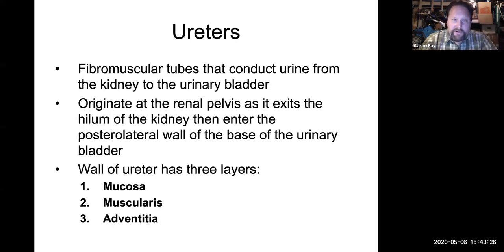So the ureters are fibromuscular tubes, right, conducting urine from the kidneys to the bladder. They originate at the renal pelvis, exit the hilum of the kidney, and are going to connect to the posterior lateral side of the bladder, so the back wall of the bladder. Ureter has 3 layers. This looks familiar: a mucosa, a muscularis, and an adventitia. Remember, the kidneys are retroperitoneal, so they get an adventitia.